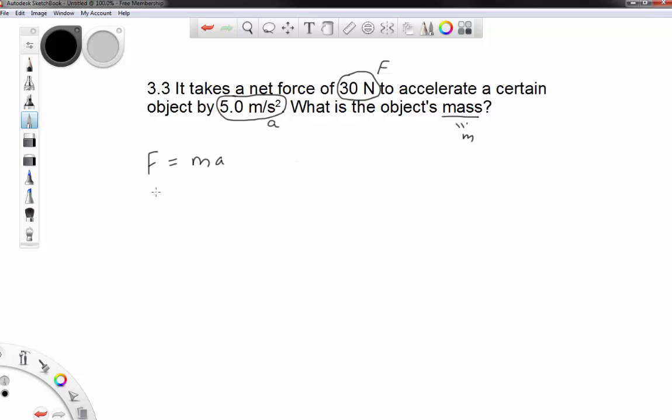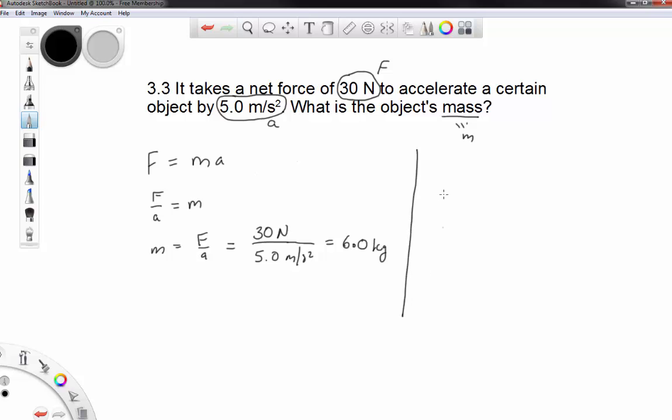So if we solve this one for M, we would have F over A is equal to M, which is the same as saying that M is F over A. So now we can plug in the numbers, 30 newtons divided by 5.0 meters per second squared. So 30 divided by 5 is 6. So this would be 6. And assuming that the 0 on the 30 is significant, this would be 6.0 kilograms.